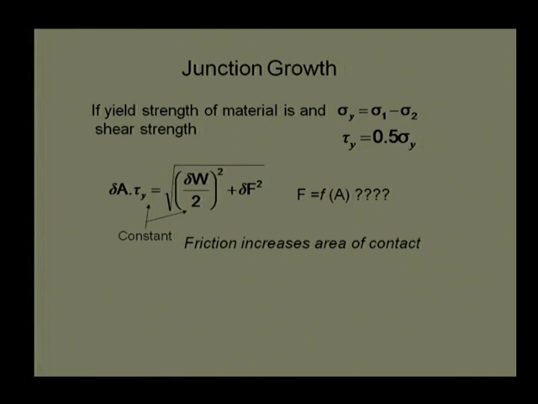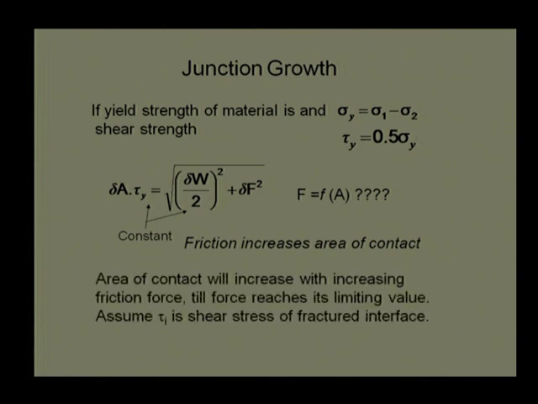Friction force is a function of area of contact. With an increase in friction force, the area of contact will continuously increase, but there will be a limiting value. Beyond a certain area, it cannot be increased further. We can say the limiting value of A is equal to A max. To differentiate between the shear strengths, let us take the shear strength of the interface and represent it as tau I, where one surface will be getting separated from the other surface.